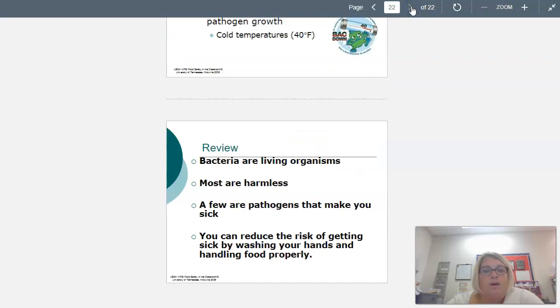So to review quickly, bacteria are living organisms. Most are harmless. There are a few pathogens that will make you sick. And those that will make you sick, you can reduce the risk of getting by washing your hands and doing all the sanitary items that we are currently doing.